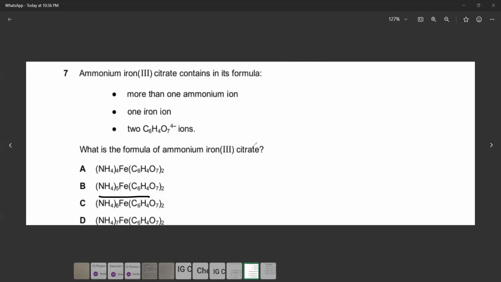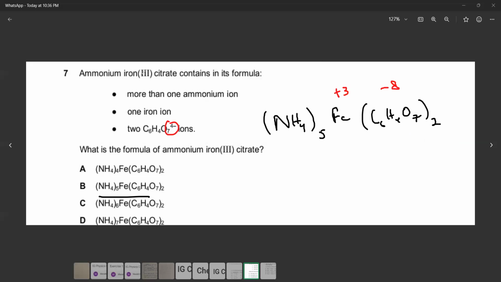When we check option B, NH4 is there, bracket 5, Fe is there, and then we have a citrate, C6H4O7, with 2 ions. Each citrate is -4, so 2 will be -8. Iron is +3 according to the question, the Roman number. And ammonium, we know it's +1, so 5 of them should be +5. So +5 +3 makes +8, and +8 -8, the net will be 0. So this will be a compound. Is it clear?